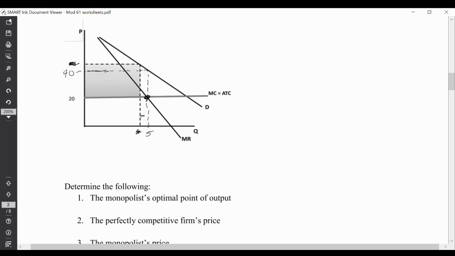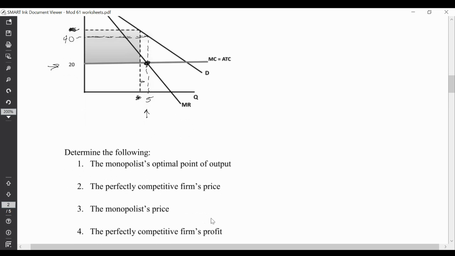So essentially this is what they're going to charge right here, because remember, they're price makers. MC equals MR sets the quantity, but you're going to go up to the demand curve to set the price. In a perfectly competitive market, the firm would charge $20, because essentially the marginal revenue and marginal cost would be the price that they would charge. But a monopoly charges $40.